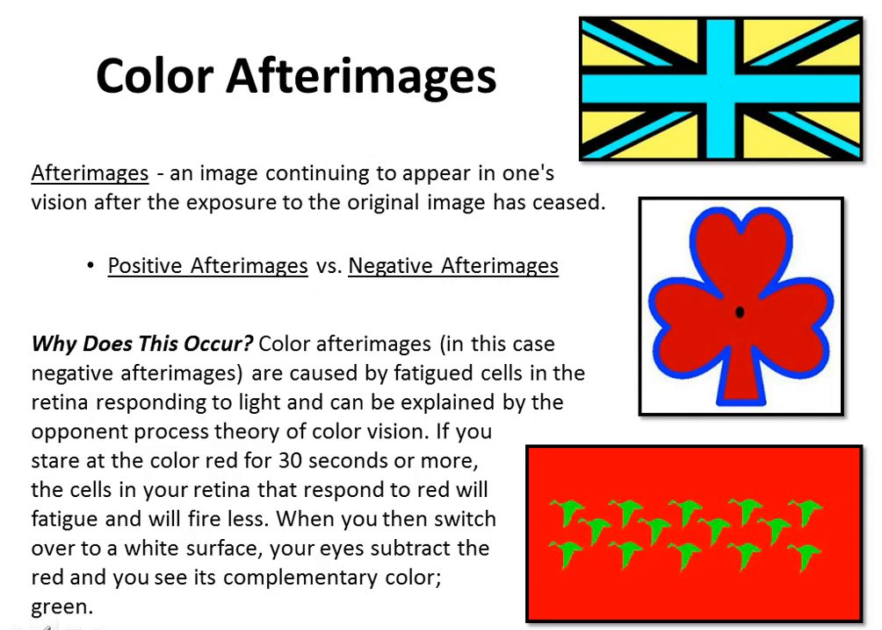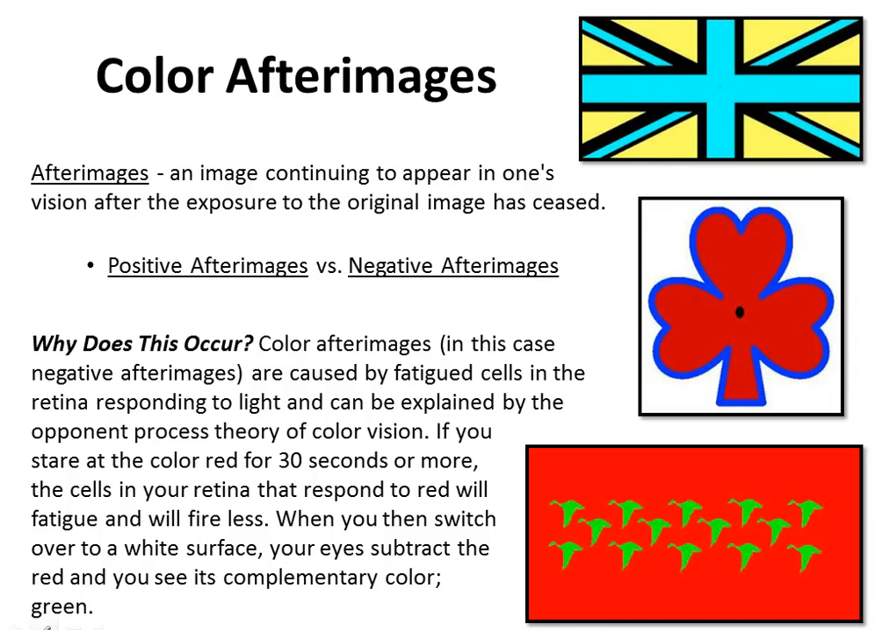The opponent process theory is one of two theories trying to explain how and why we see color, but it looks at the idea that color perception is controlled by the activity of three opponent systems, or another way of thinking about that, three independent receptor types which have opposing pairs. We have a pair of white and black, a pair of blue and yellow, and a pair of red and green. And the colors in each pair oppose each other, hence the name.